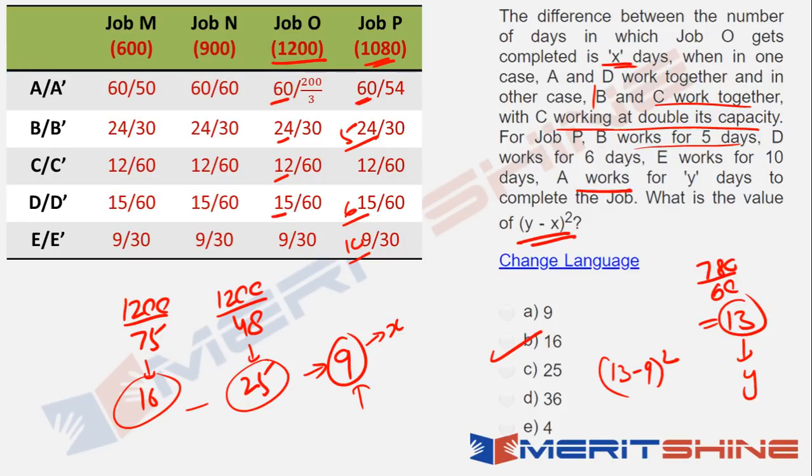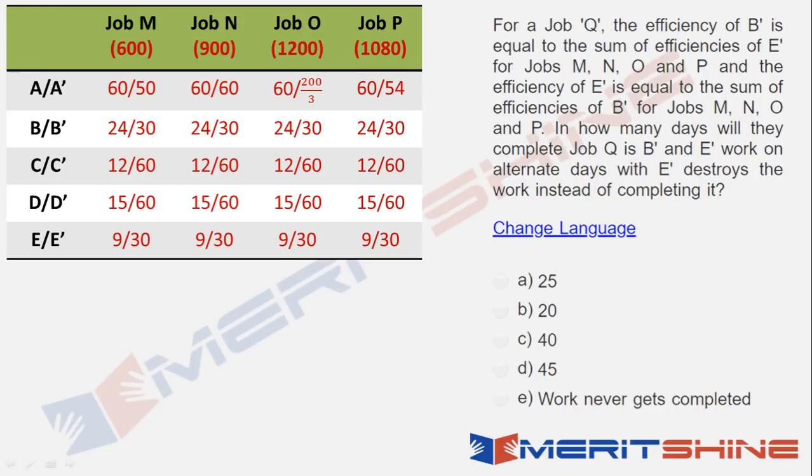After this table, it's doable. Look at this third one. Now again a condition given here, they have created a new job, job Q. The efficiency of B dash is equal to the sum of efficiencies of E dash for jobs M and OP. So if you look at this M and OP, what is it? This is 30, because the way we have created this table, it's all equal. But the good part here is, the efficiency of E dash is 30. The efficiency of B dash is 30 here.